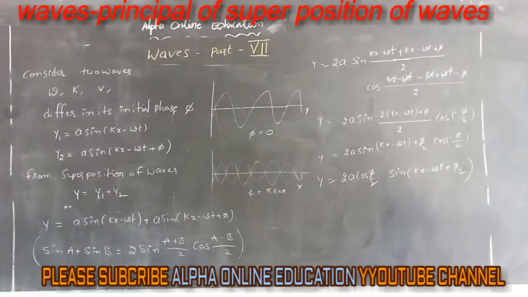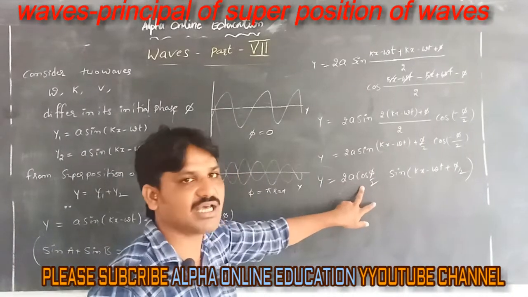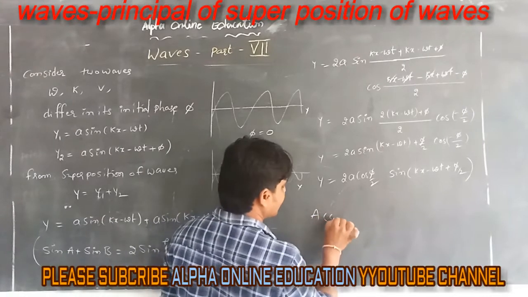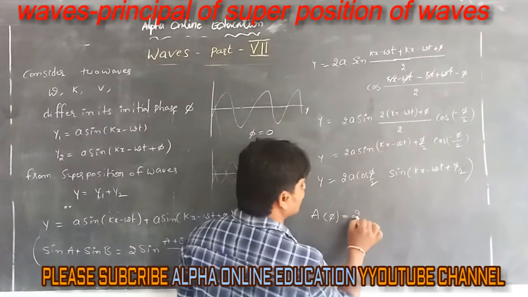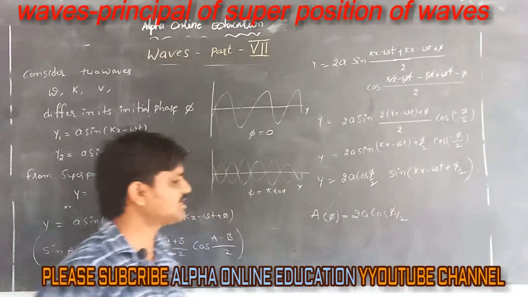The initial phase angle is pi by 2. The amplitude A of phi, where phi is the phase difference. We can write that this here is the amplitude. Compare this equation with the resultant equation. We can get A of phi, which means that due to the phase difference, the amplitude is equal to 2a cos phi by 2.